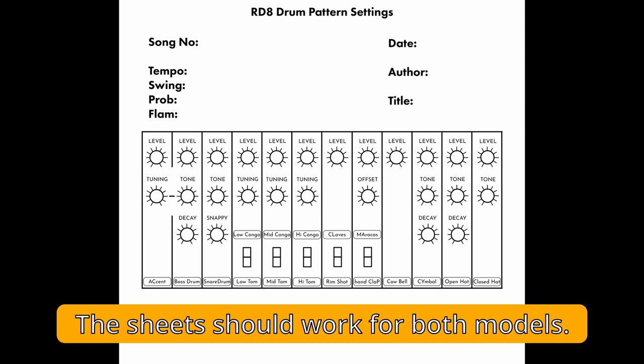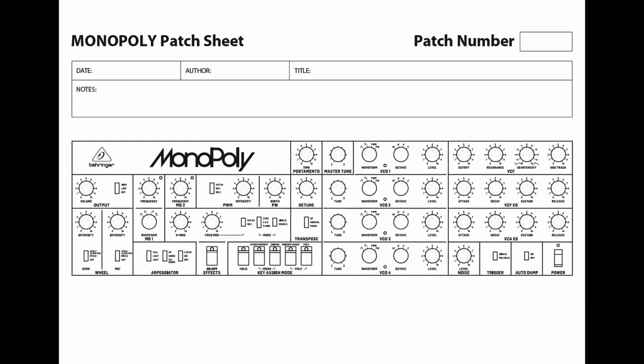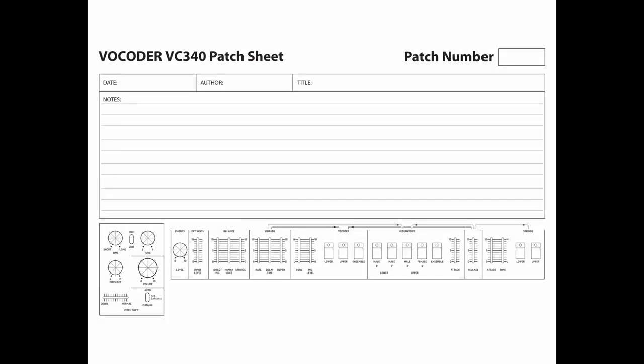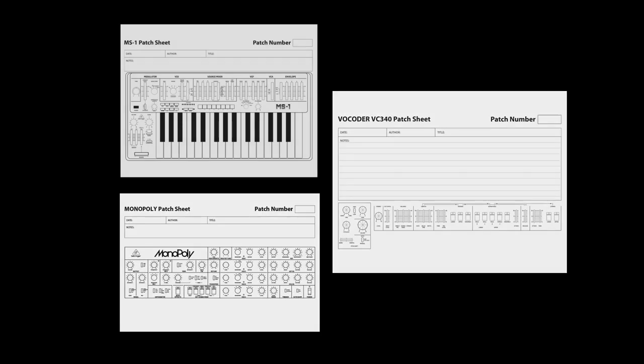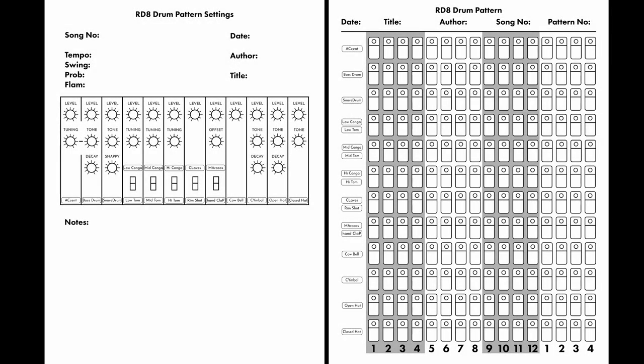I believe the original RD8 and the RD8 Mark II look exactly the same, so there should be no discrepancies there. I also added blank sheets for the Behringer MonoPoly, the Vocoder VC340, and the MS1. I found these documents online, but resized them to fit a standard 8.5 by 11 inch sheet of paper. Feel free to download the sheets as you like.